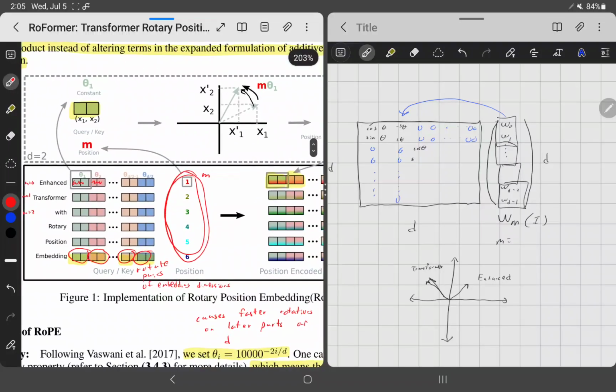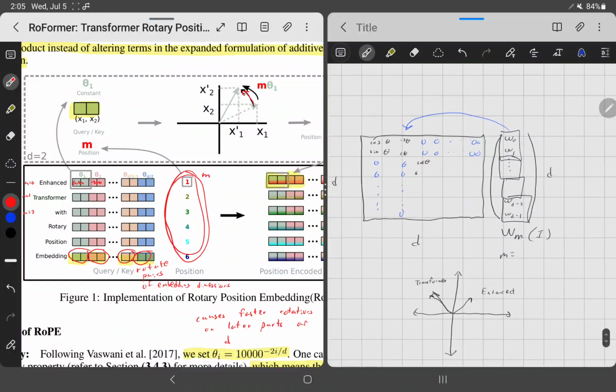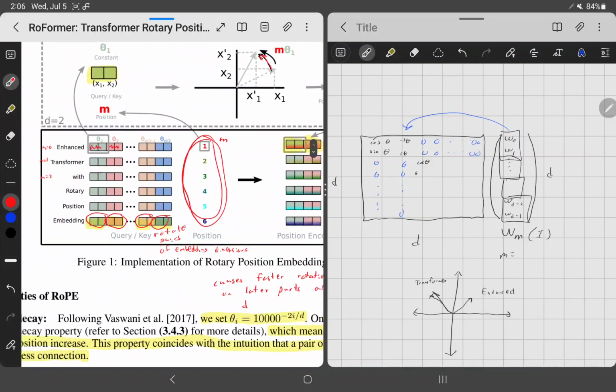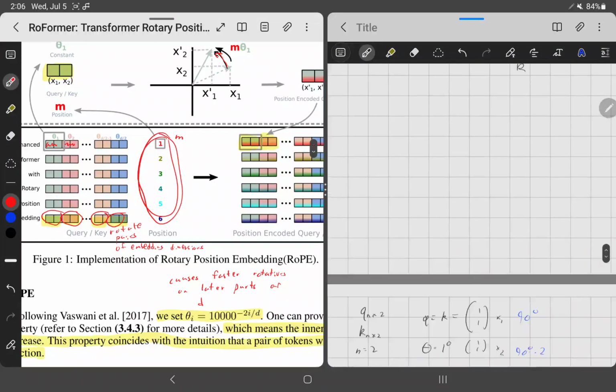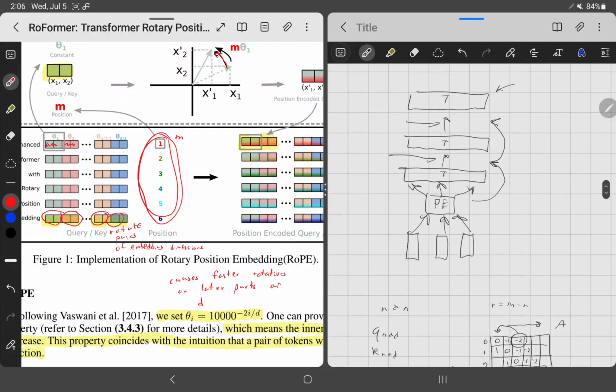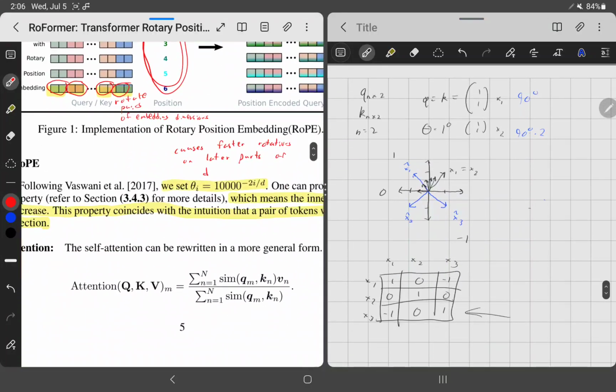I think this visualization helps, but it's difficult to visualize in d dimensions because there's just so much going on. But yeah, you basically do this at every layer in the transformer right before the queries and the keys are calculated.